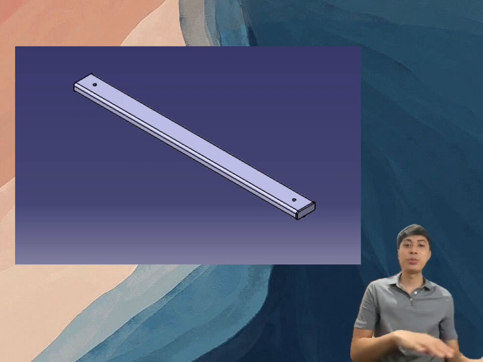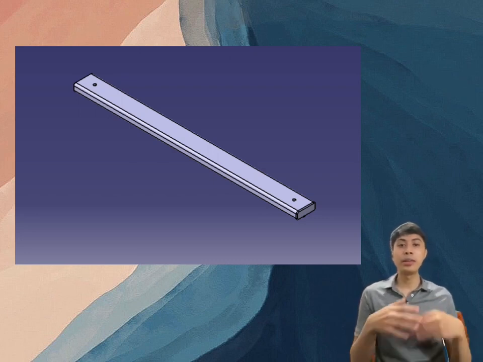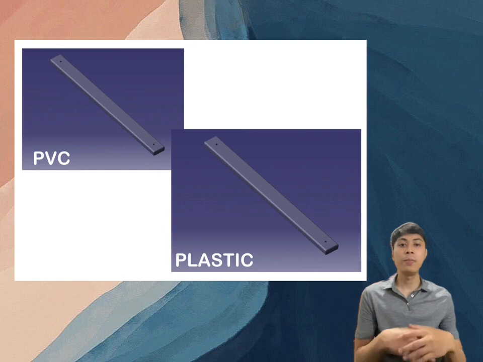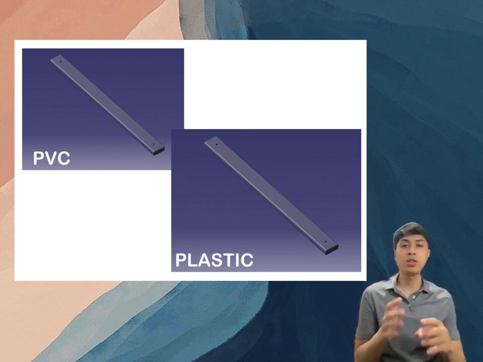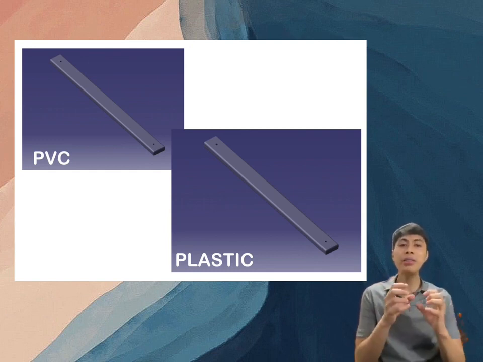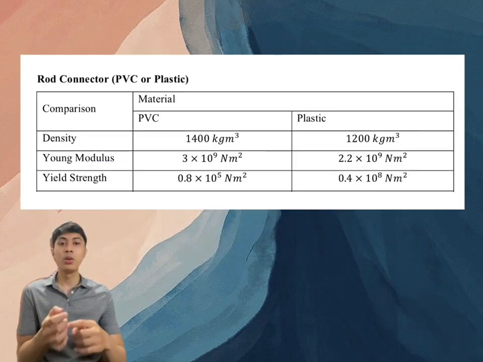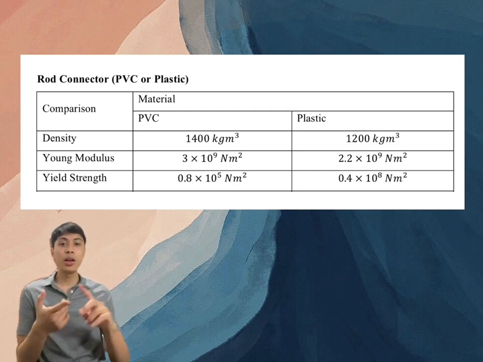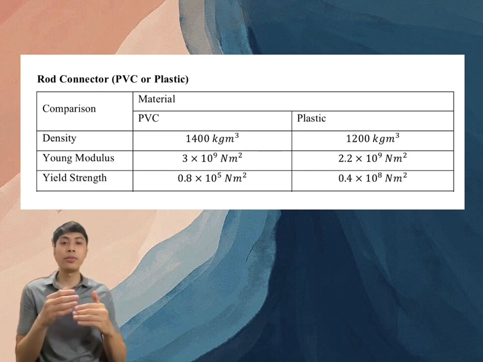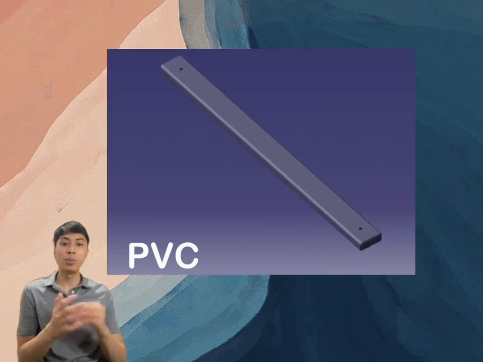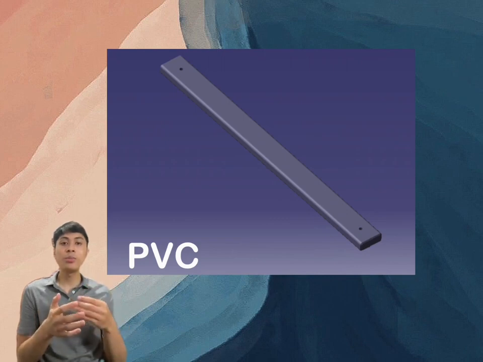So now we proceed to the rod connector, where we compare materials as well. The materials we compare in this component are PVC and plastic. Each of these materials gives a very significant difference in terms of density, Young's modulus, and yield strength as well. As you can see here, each of the values for PVC stated in the table shown is higher than plastic. For that reason, we chose PVC as the material to be used in this component. Based on the values shown just now, we see that PVC is more suitable for our drone.